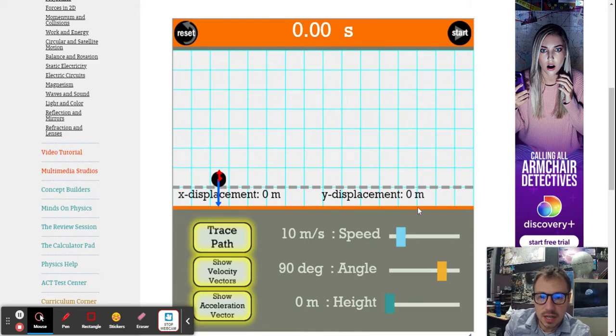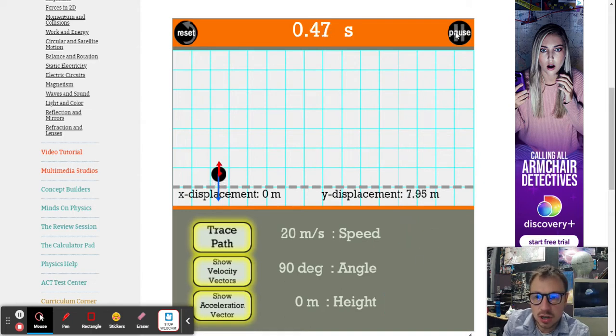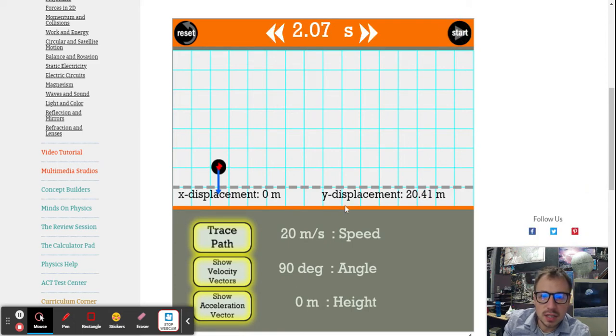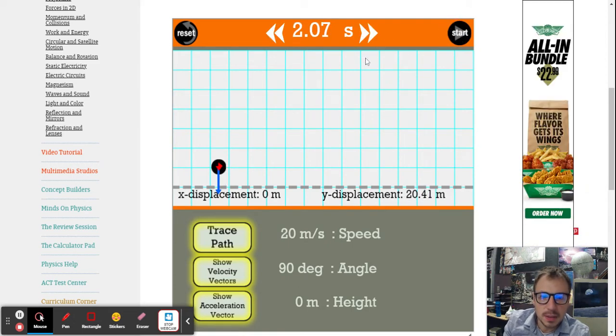So let's go ahead, reset, and then it says increase it by 10 meters per second. So now we're up to 20 meters per second. Then I can start, and I'm going to pause it. So right here, it's probably about at the peak here, 20.41. Let's see here. Let's go 41. Okay, so it's going down in that moment. All right, so we actually did hit it right at the peak. So this would be the y displacement for this one.